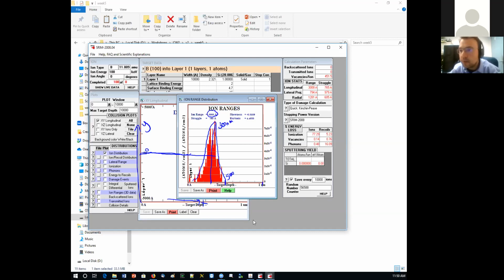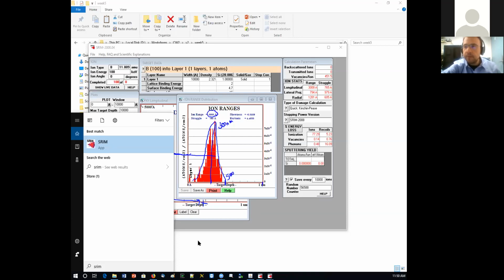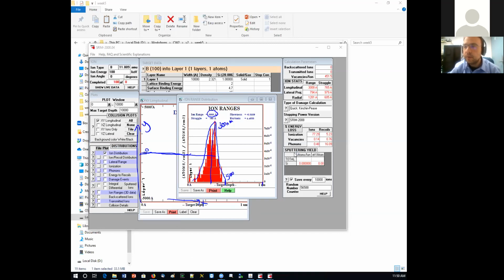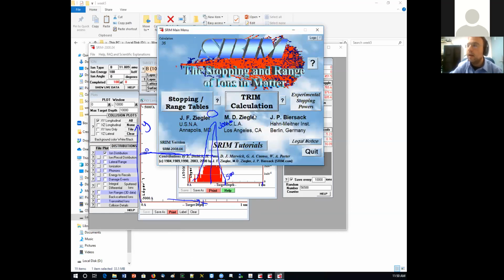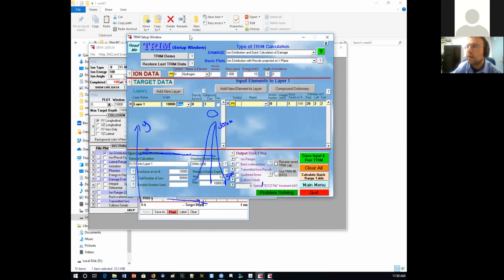Okay, so let's try something because I don't want to lose this. Let's initiate another SRIM. Going down to Windows and writing SRIM one more time. I don't know if it will allow me to do that, but I don't want to lose the screen. Okay, it did. Nice. It brought me another one. I will click on the TRIM calculation.